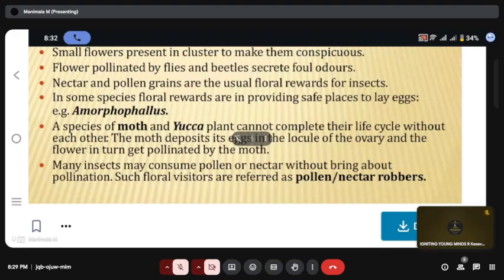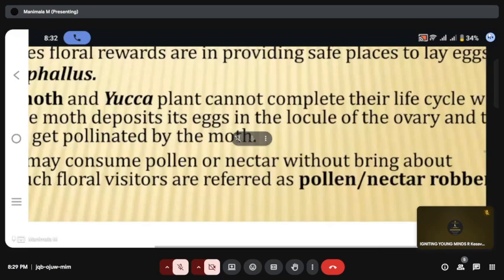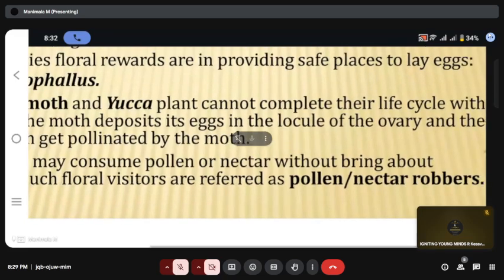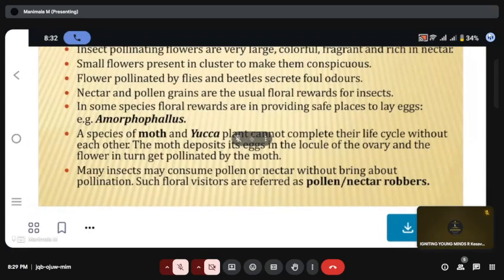The reason is that the moth deposits the eggs in the ovary of the yucca plant, and the flower gets pollinated by the moth. The pollination of that flower happens only through the moth. So this is one of the special characters. In Amorphophallus, the leaves and flower provide the place to lay the eggs. So that is one of the characters.